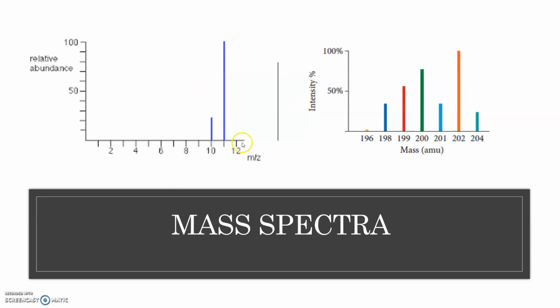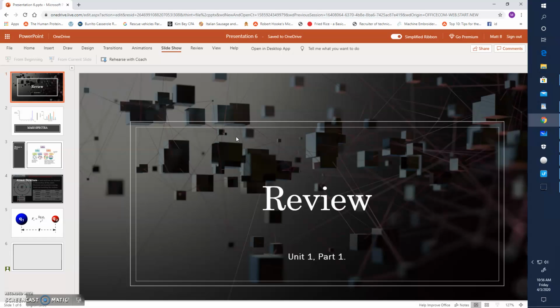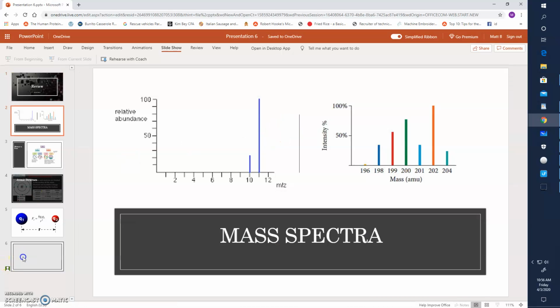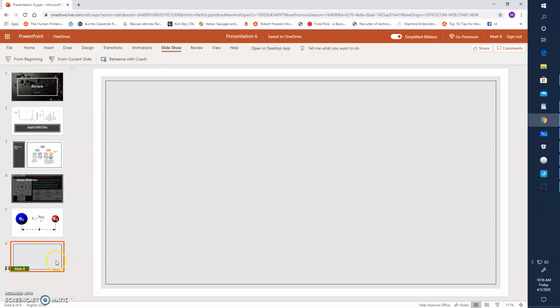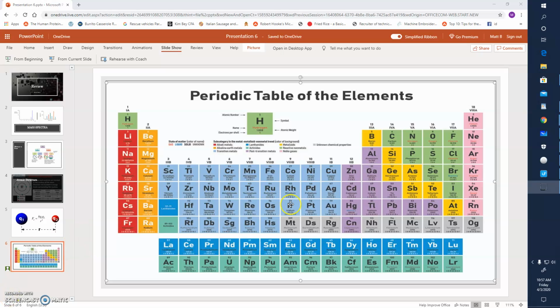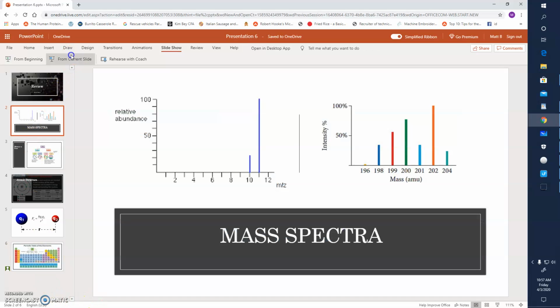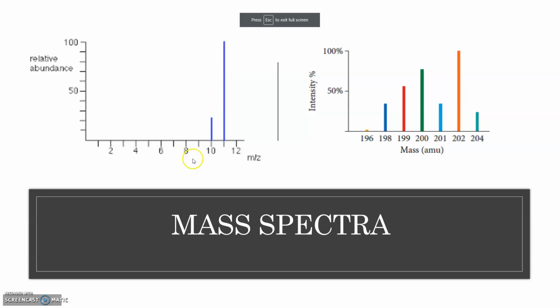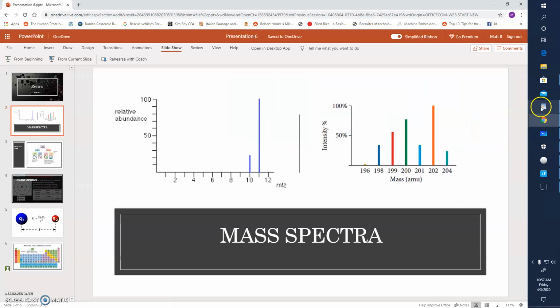You can also use this to figure out what element it is. I don't think I have the... skip down here. So again, you would look at the masses, and boron is like 10.81, so that'd be a good one for the slide right here. So that's mass spectra. Let's see how I'm doing here on the review.